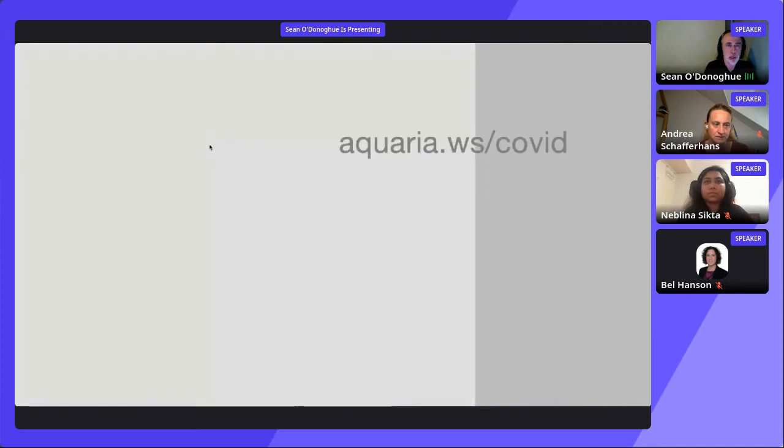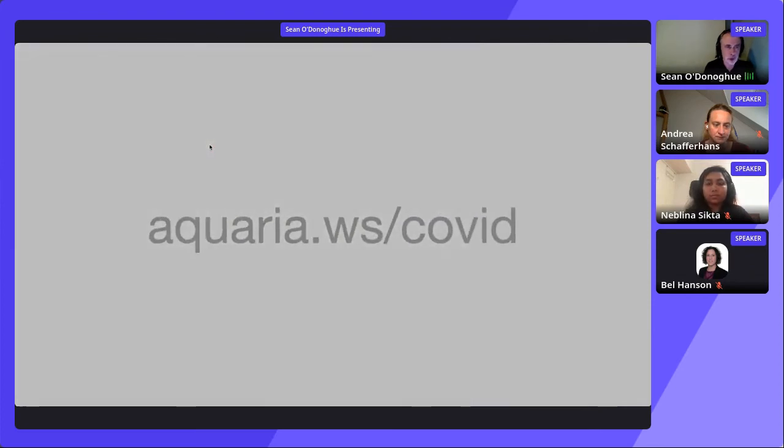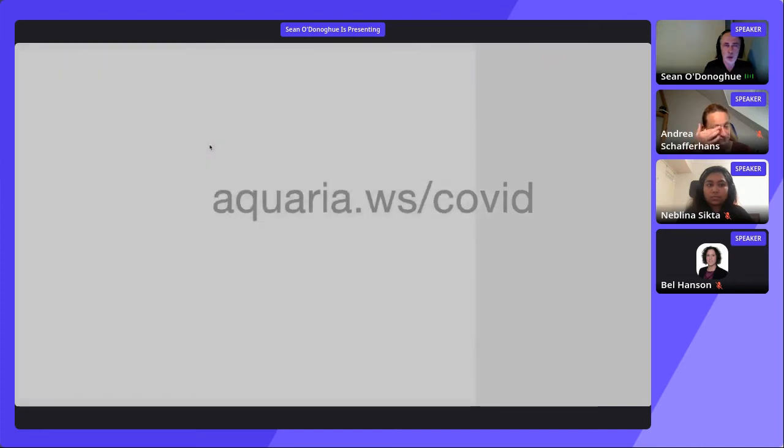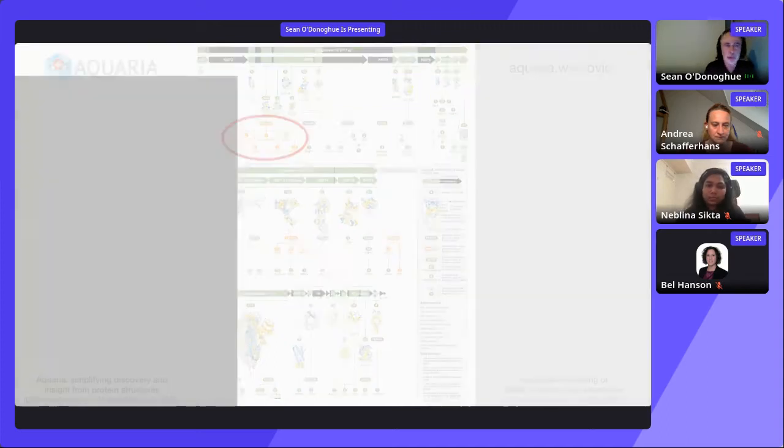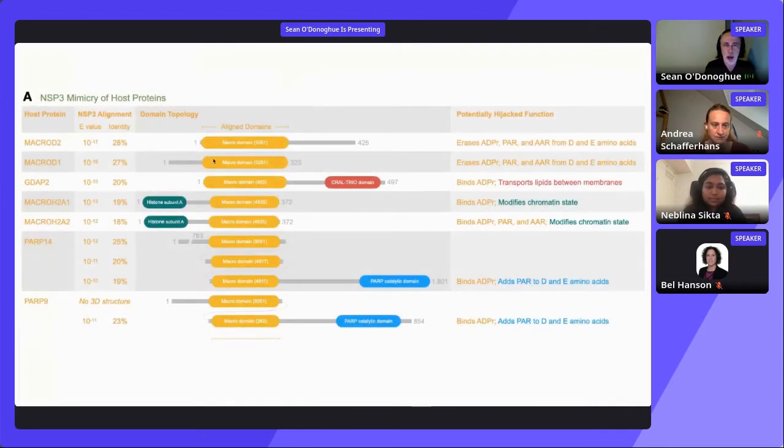So in addition to that, this whole page is available as an online resource that you can go to, and in the online resource you can click on any of the states here, and it'll tell you more information about those states. You'll be able to access all the 3D structures for those states. So I'm just going to try to give you a bit more detail about this macrodomain mimicry.